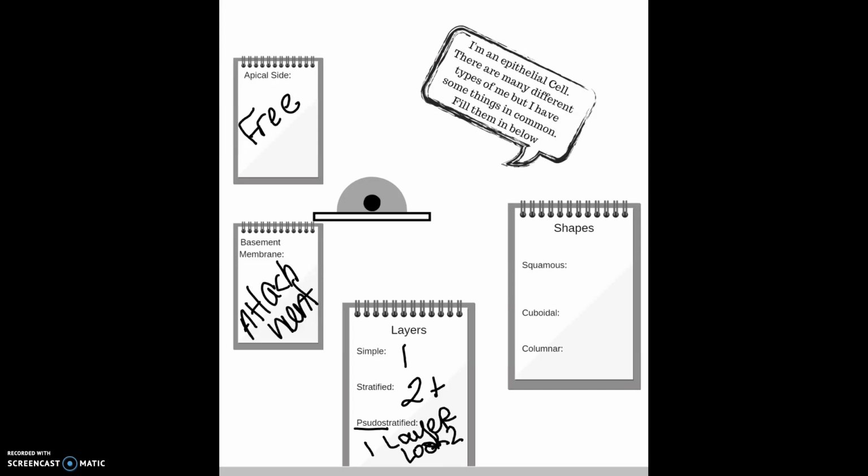All right, the second term in the type of tissue is going to be something here in the shapes box. If it is a squamous shape, it means it is very flat. I have seen it described as plate-like, smushed, but very thin in nature. The other two are more obvious. Cuboidal is obviously a cube shape, so more square, and columnar is going to be tall and nice and thin in shape.